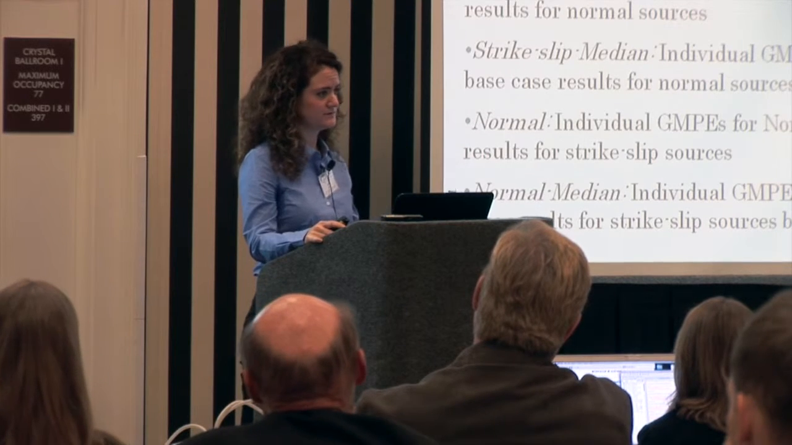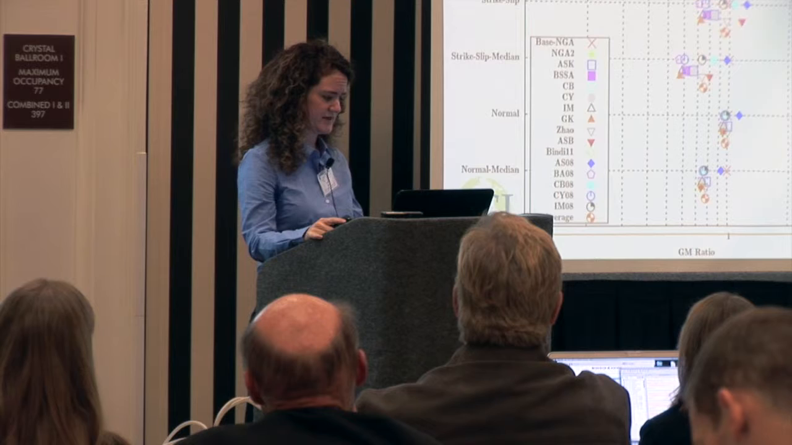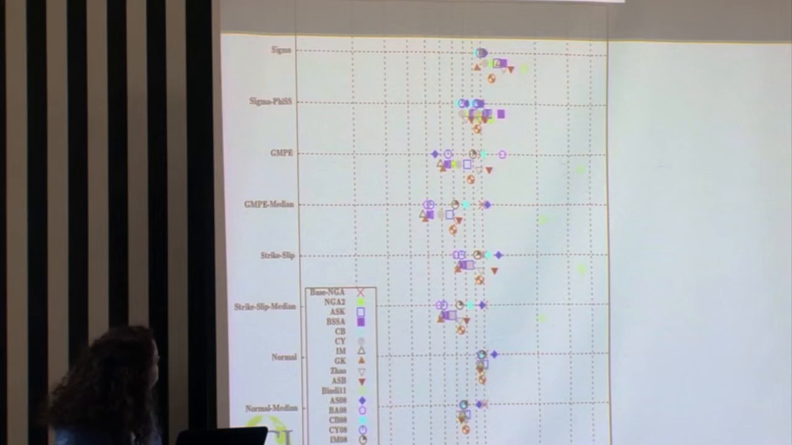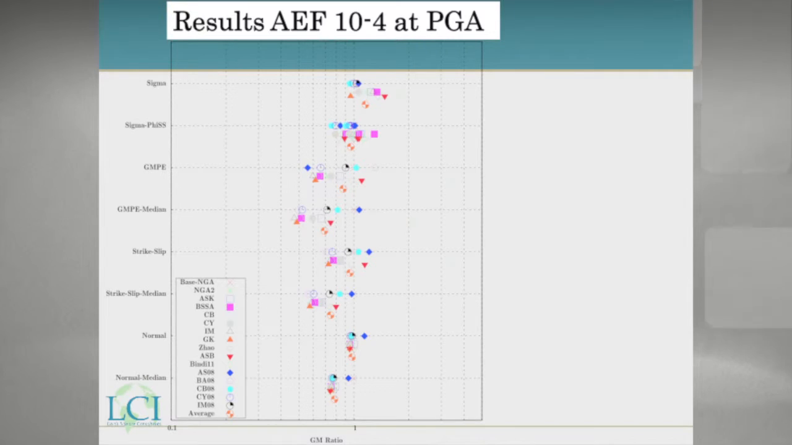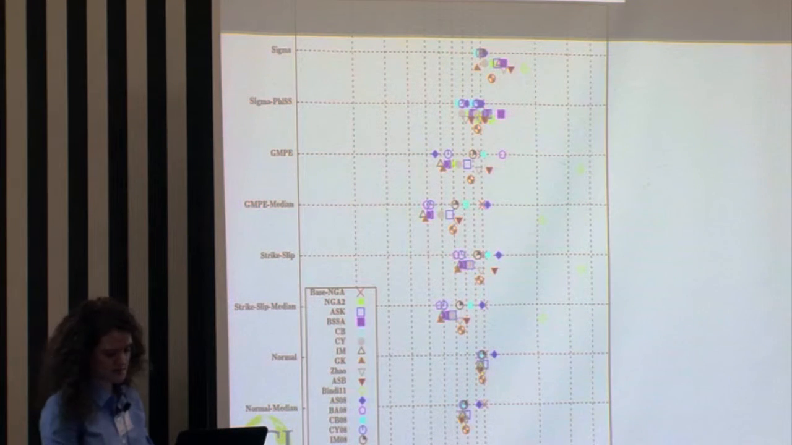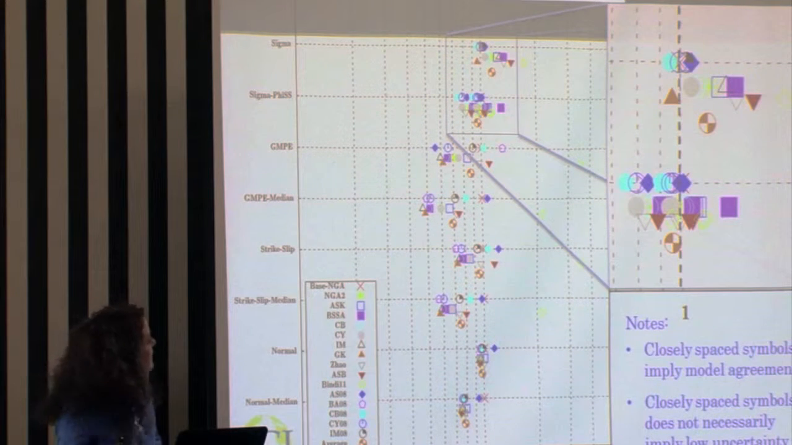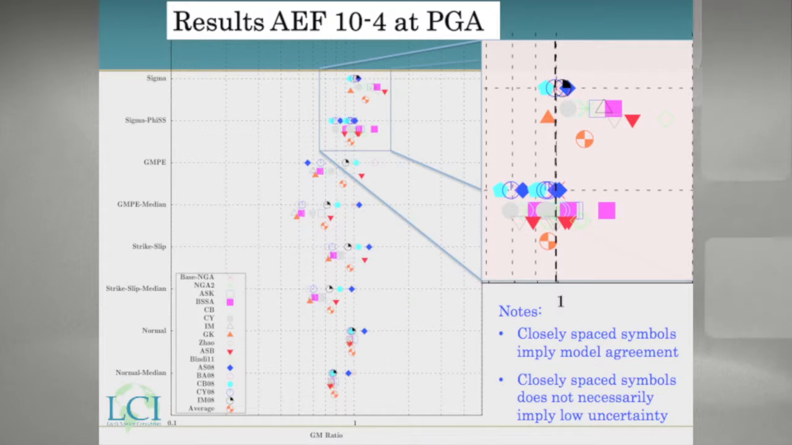Okay, so now I'm going to be showing you results for PGA at 10 to the minus 4 and 10 to the minus 6. Starting with 10 to the minus 4, here's a plot similar to what Nick showed. It's a little bit difficult to see. These are the results, and we can see that we have this sigma all the way down to the normals. And it's a little difficult to see, so I blew it up a little bit for you guys. So here's sigma, and here's sigma VSS.